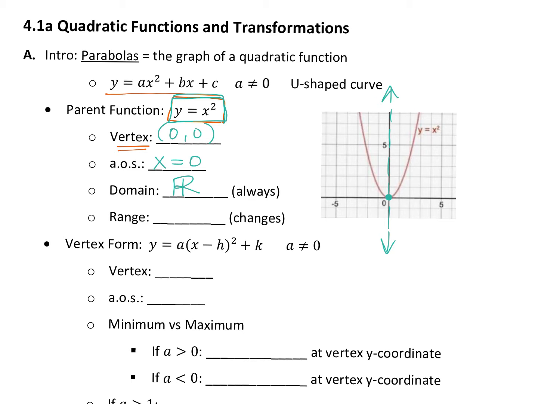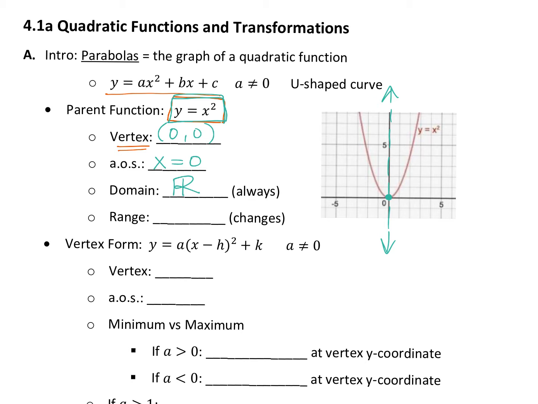But for the parent function, what is your range? Where is y? What are your potential y values? Could y be a negative in that function? No. When you square something, it becomes positive, right? So y can't be negative. Could it be 0? Yes. Yeah, if you plugged in a 0 for x, 0 squared is 0, right?